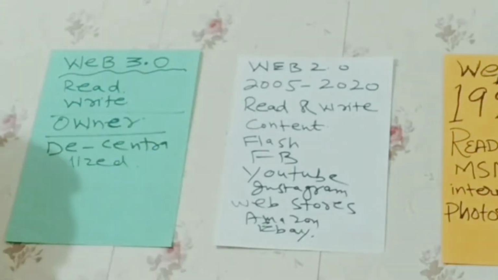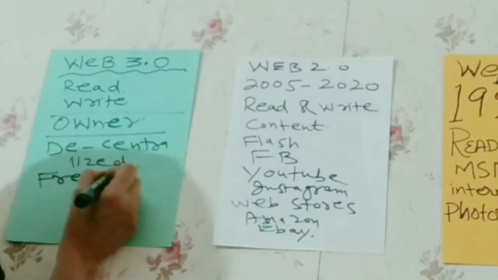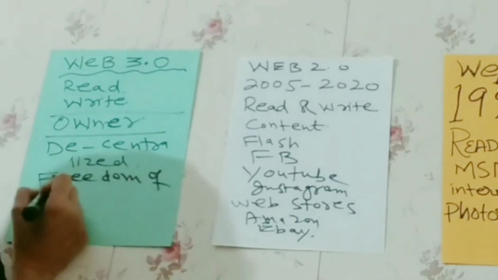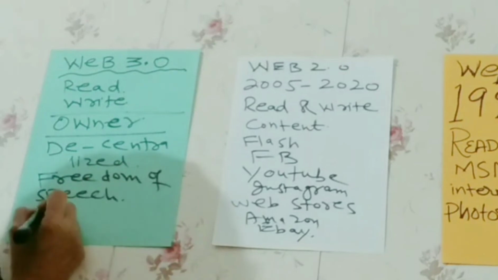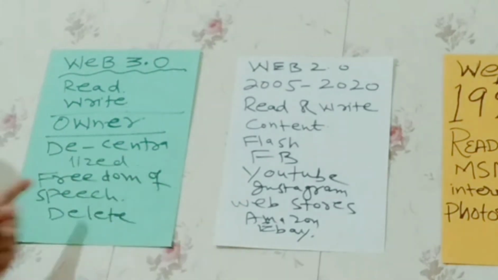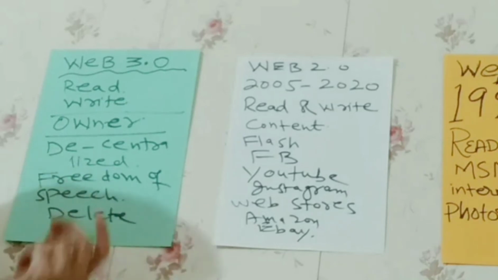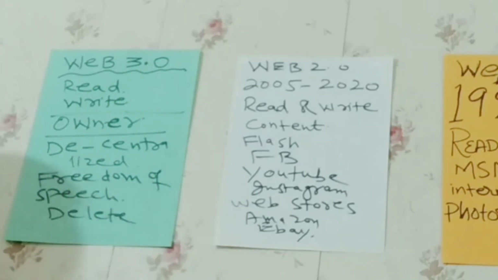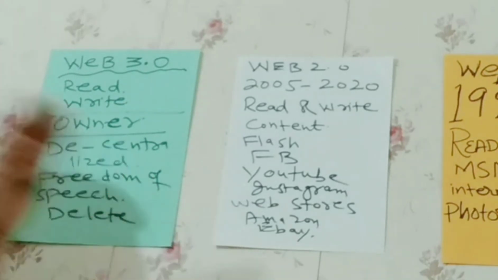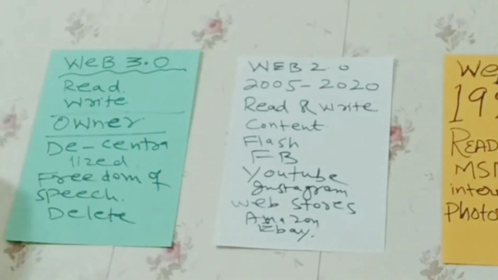I'm not going to use any difficult words. I'll explain you in the simplest words. We will get freedom of speech in Web 3.0. Also, no one can delete our content. Now, one question arises. If no one can delete our content, then what about hate content and objectionable content? I'll tell you about this in a moment.